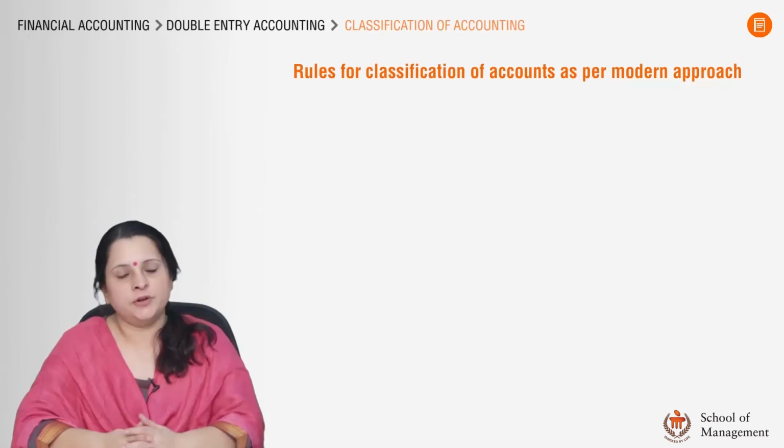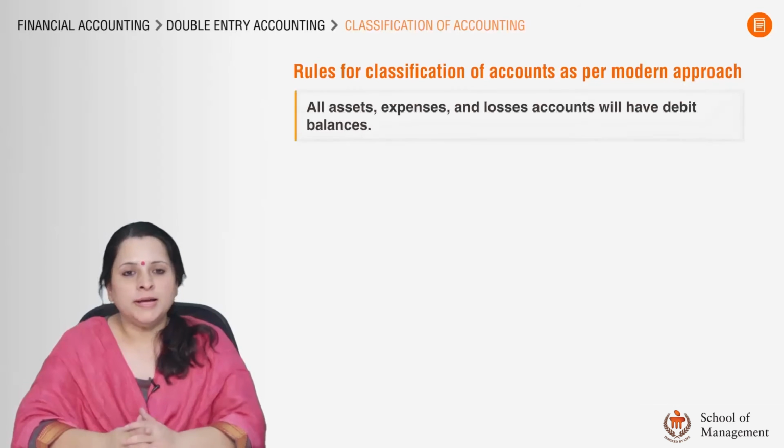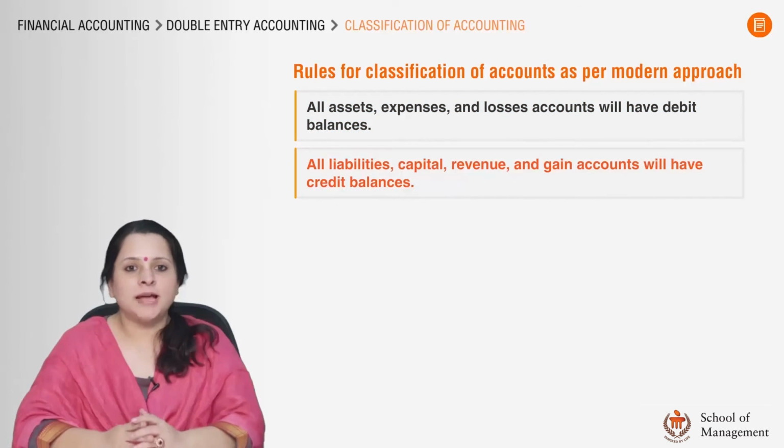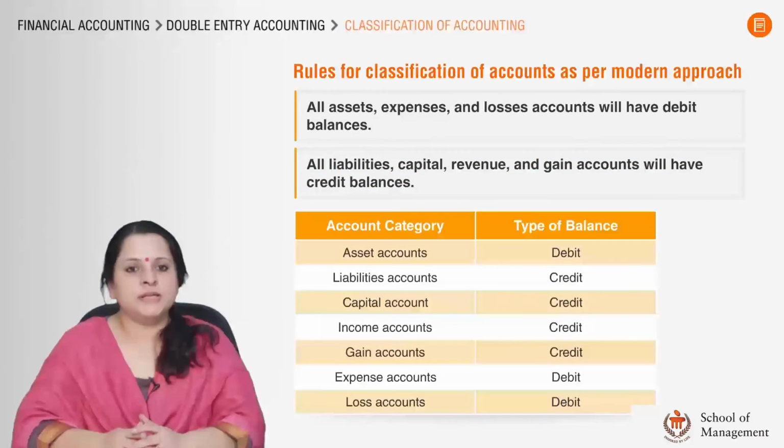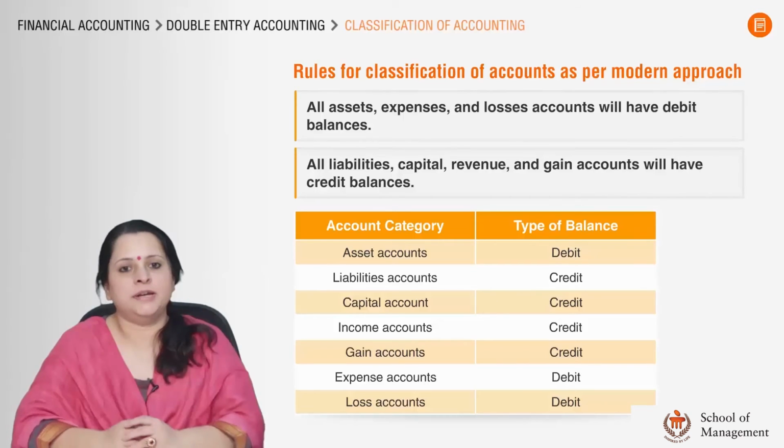Now, under the modern approach, the first rule for classification of accounts is that all assets, expenses, losses related accounts will by default have debit balances. All liabilities, capital, revenue and gain accounts will have credit balances. So, accounts such as cash, buildings, salaries etc. will have debit balance, while accounts such as creditors, bank loan, capital etc. will have credit balance.